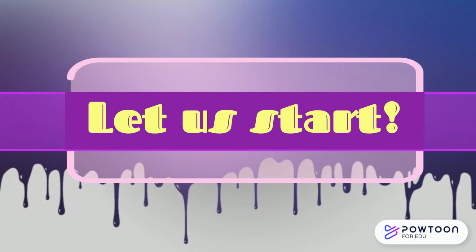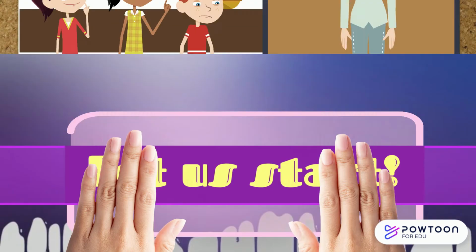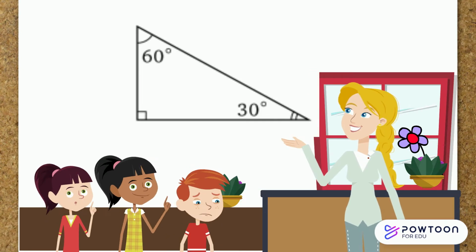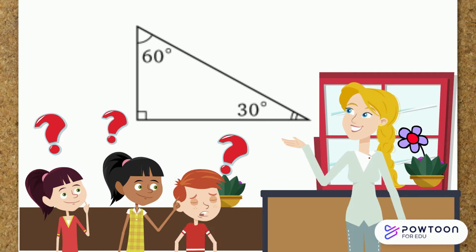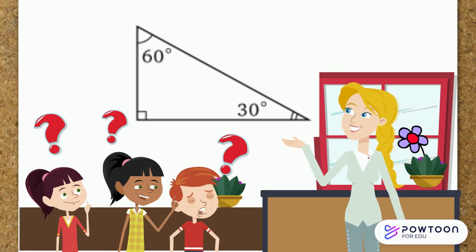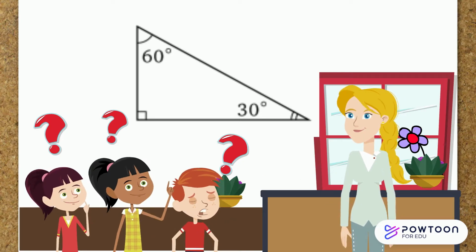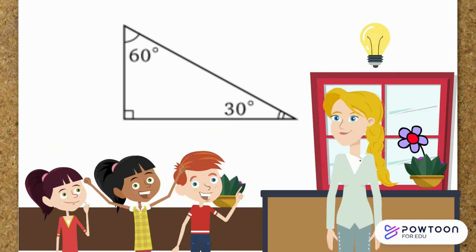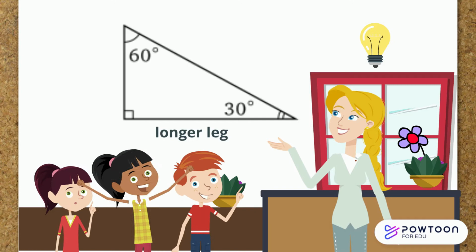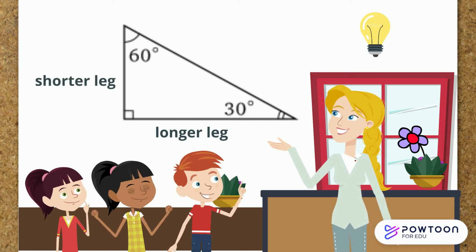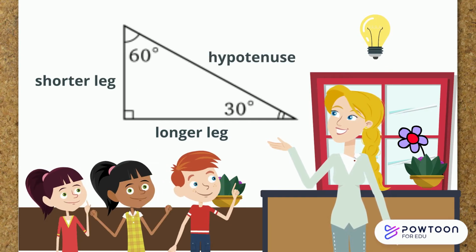Be ready, for we are now about to begin our lesson. What is a 30, 60, 90 degree right triangle? In a 30, 60, 90 right triangle, this is the longer leg and this is the shorter leg, and the longest side is called the hypotenuse.